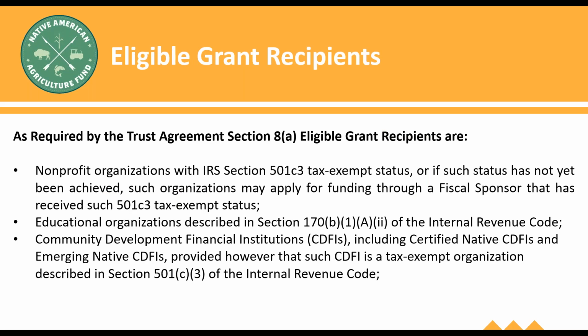If you also look at the trust agreement in section 8A, the eligible grant recipients are identified there as well. There are four different ones. Three are located on this slide, and the next slide shares the fourth. There are four major eligible grant recipient entities. The first is nonprofit organizations with IRS Section 501c3 tax exempt status. But if such status has not been achieved yet, then organizations can apply through a fiscal sponsor if they've not received their official word from the IRS that they have achieved and been awarded 501c3 tax exempt status.